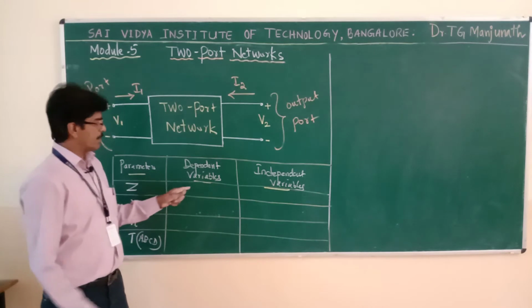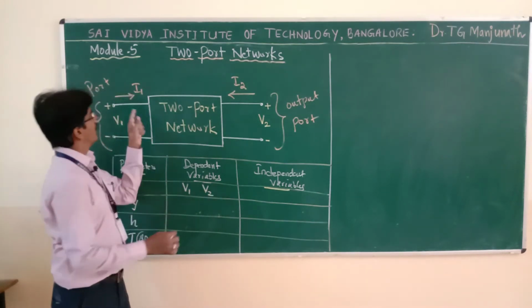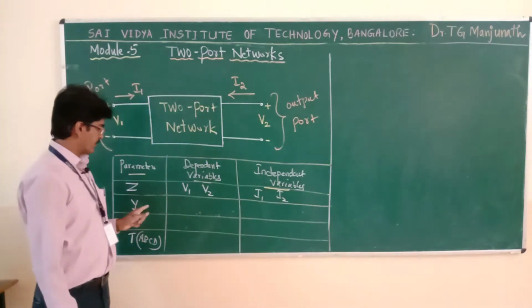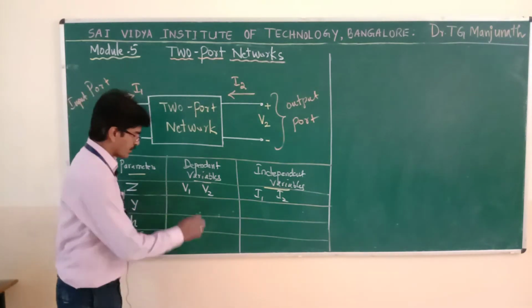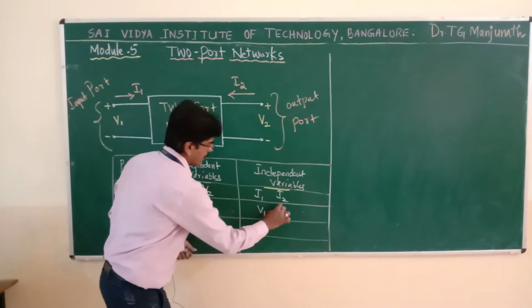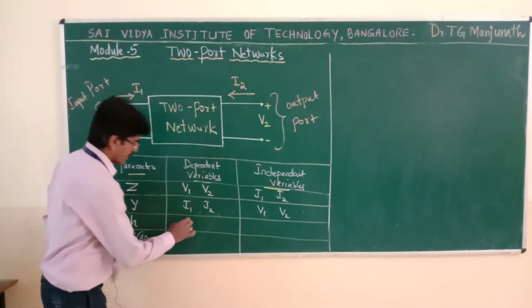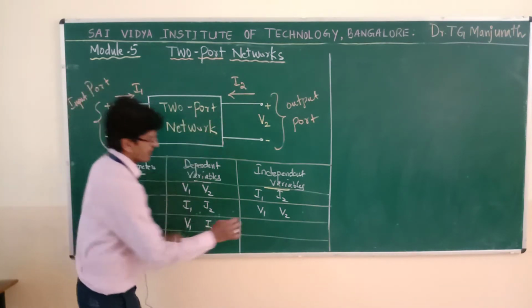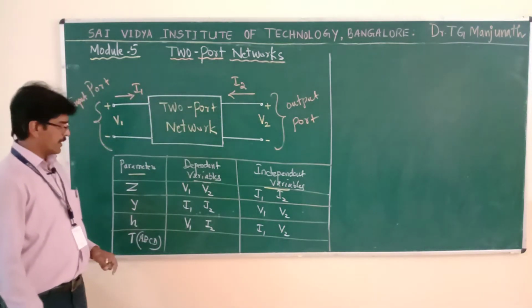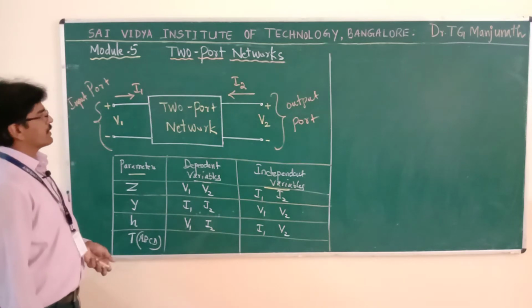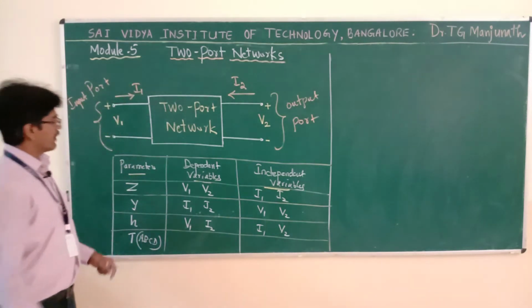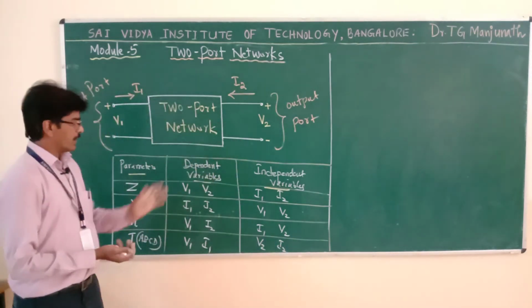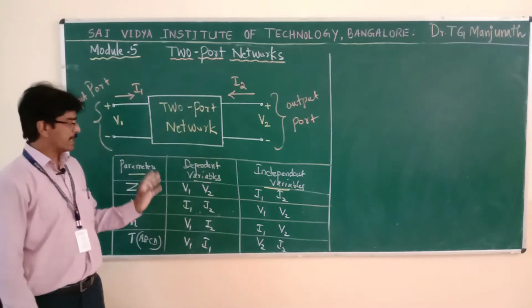So, in Z parameters, the dependent variables are V1 and V2. Voltages are considered as dependent variables, and the remaining I1, I2 are the independent variables. For Y parameters, meaning admittance parameters, it is the opposite: I1 and I2 depend on V1 and V2. For H parameters, the dependent variables are V1 and I2, and the remaining I1, V2 are independent variables. Next, for T parameters, meaning ABCD parameters, the dependent variables are V1 and I1, and they depend on V2, I2.